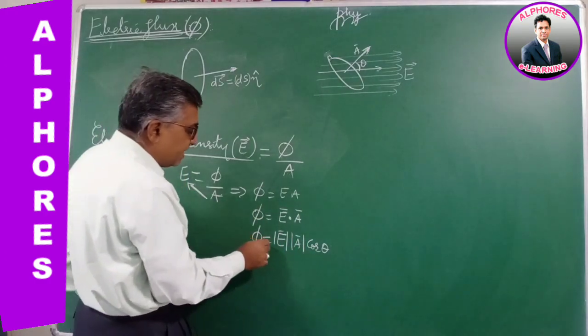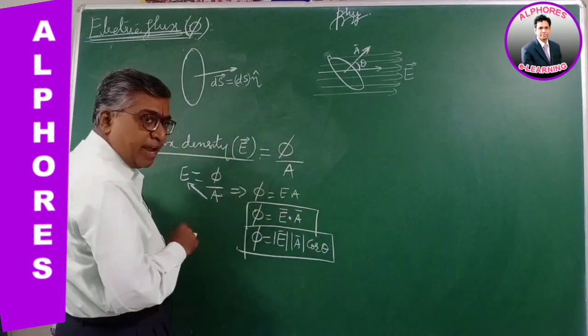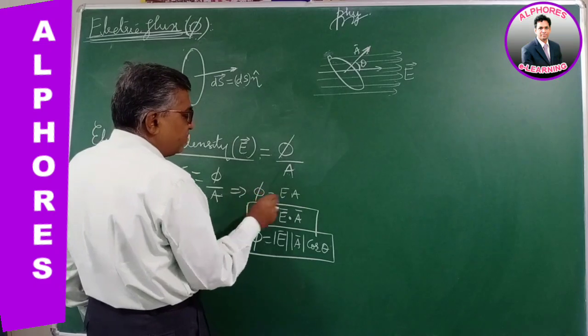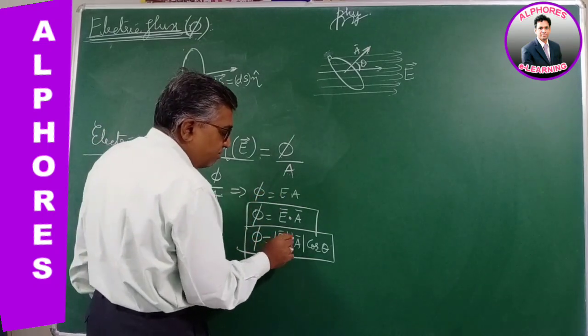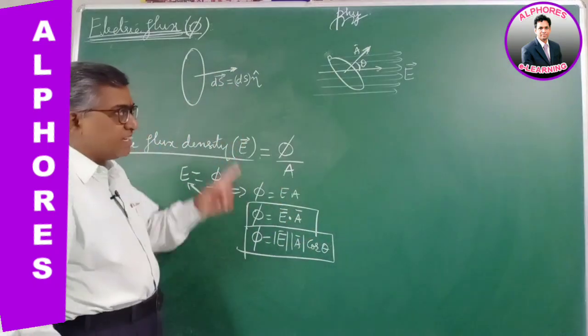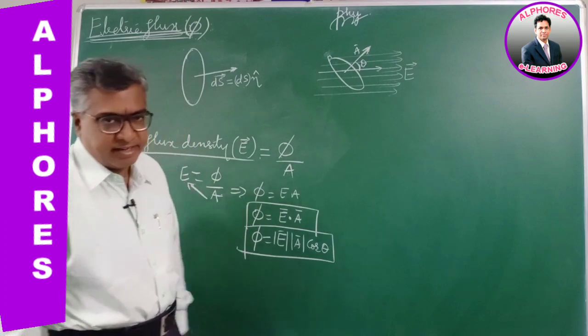So it is defined as the dot product. In vector form, electric flux is E dot A, and in magnitude it is EA cos theta. So flux phi is mod E mod A cos theta, where theta is the angle between the electric field vector and the area vector.